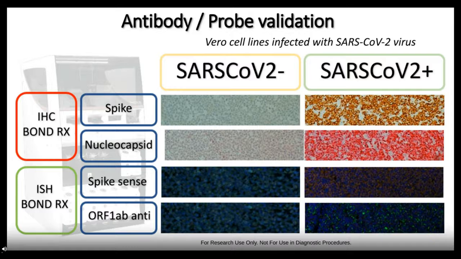At the bottom, we're using RNAscope. This is an in situ hybridization method that detects particular viral transcripts, either the spike or the ORF1ab gene. You can see the red and the green staining at the bottom right of the image here, showing you positive staining of those virus-infected cells.